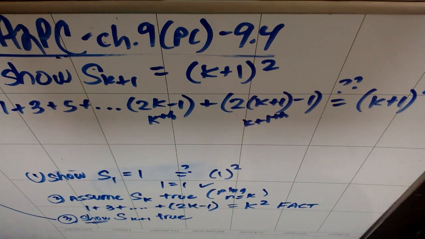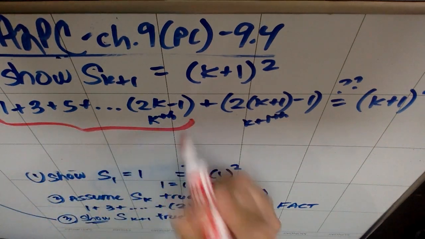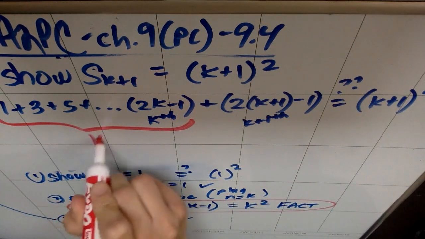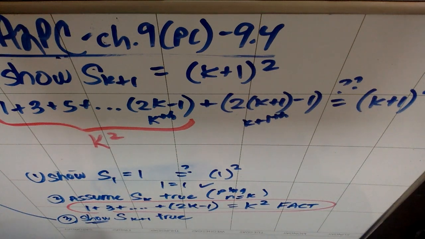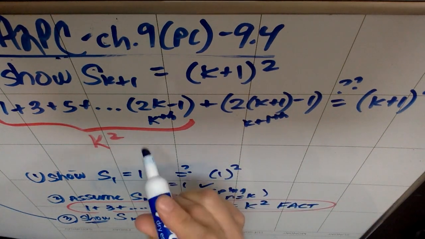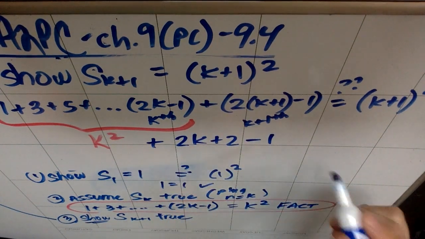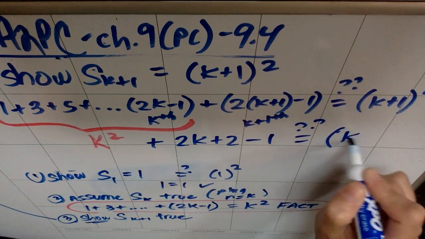Well, the trick to this, and the trick to almost every mathematical induction problem, is that we already know the value of all of this stuff, because this was my S sub k term. I'm allowed to assume that all of this is k squared, because that was the assumption we made in step 2. We assumed that 1 plus 3 plus 5 all the way up to 2k minus 1, the kth term, is k squared, and I'm allowed to assume that's a fact. So now I have that plus this one term, the k plus 1th term, which if I clean up is 2k plus 2 minus 1. And I'm trying to show, question mark, that equals k plus 1 squared.